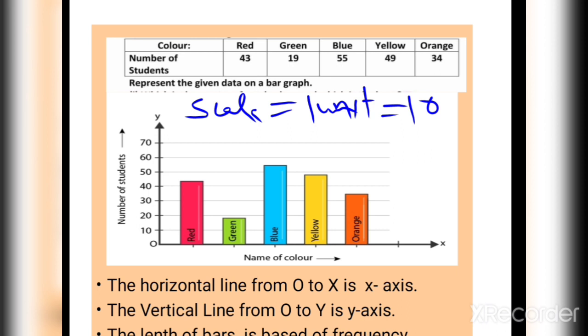The length of the bar is based upon the frequency, and our bar graph is ready here.